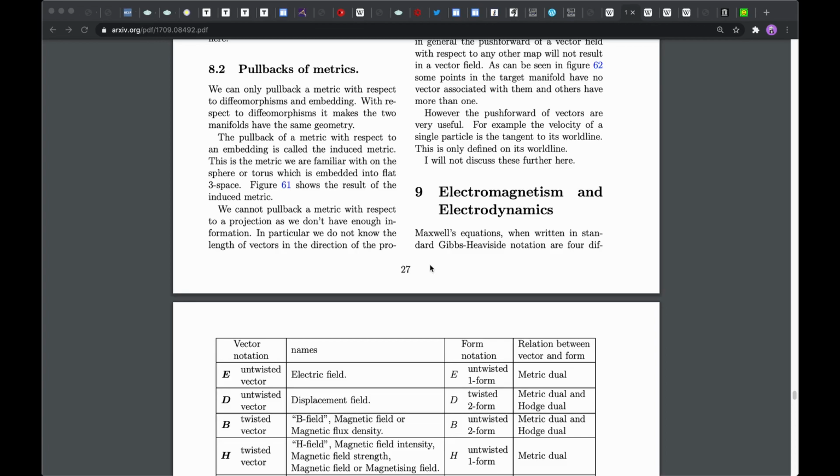Okay, so at last we are at the final chapter, and probably the most interesting one here, because it will provide us with the long-awaited geometrical intuition for the Maxwell equations.